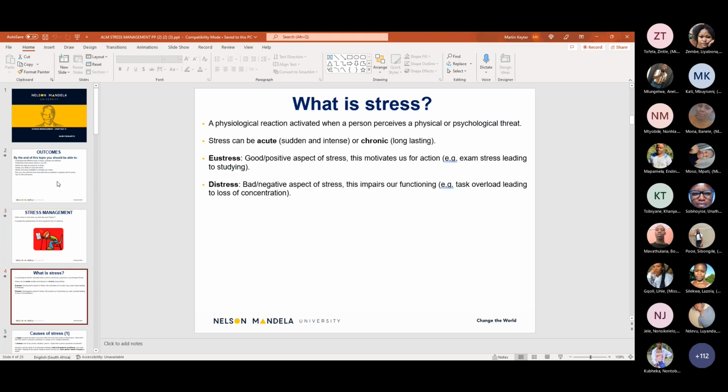Right. So what is stress? Now let's look at a bit of theory and textbook explanation or definition of what is defined as stress. It's a physiological reaction activated when a person perceives a physical or psychological threat. And that's really academic terminology. But what it basically means is physiological.